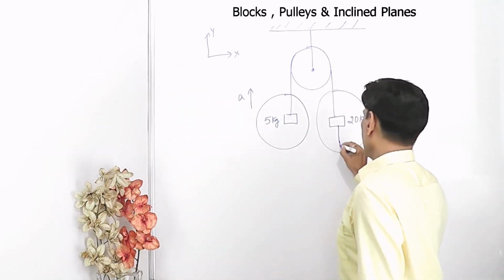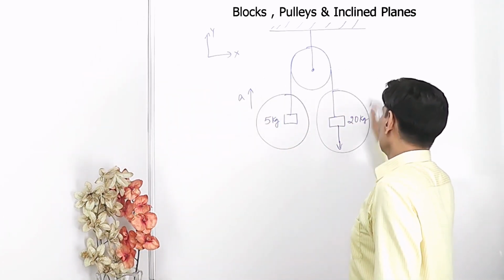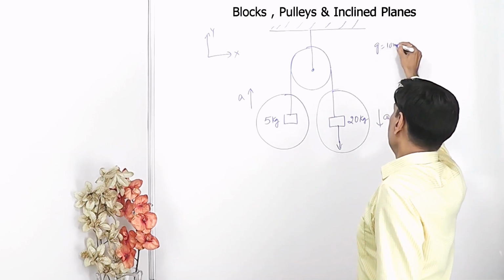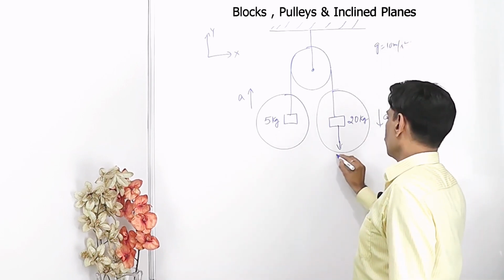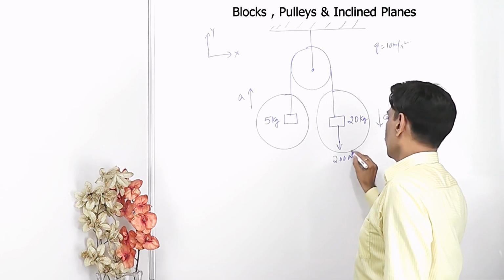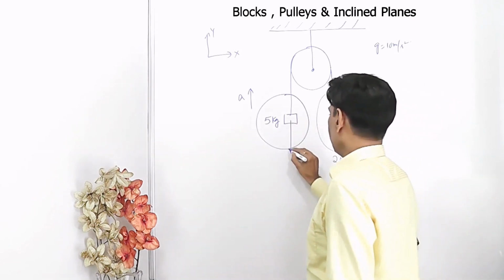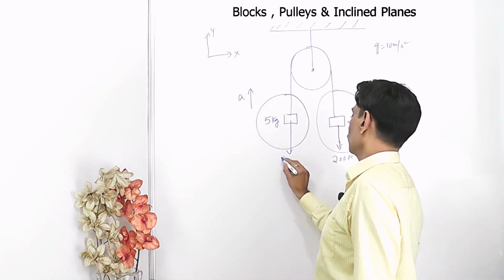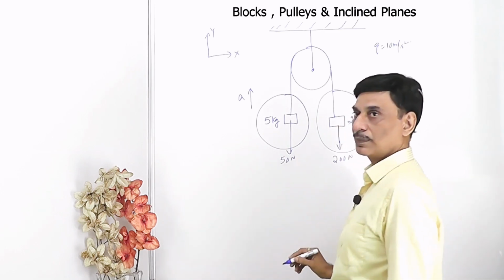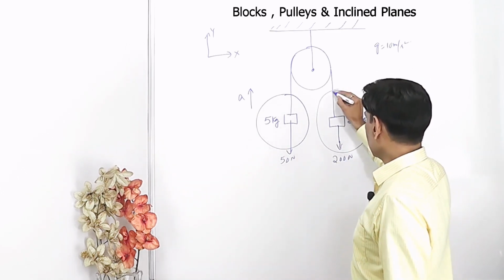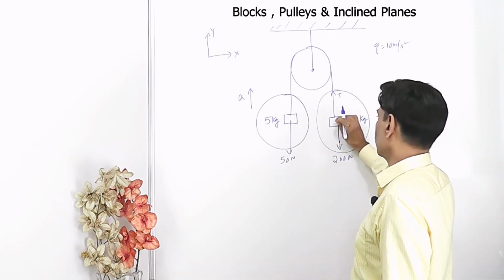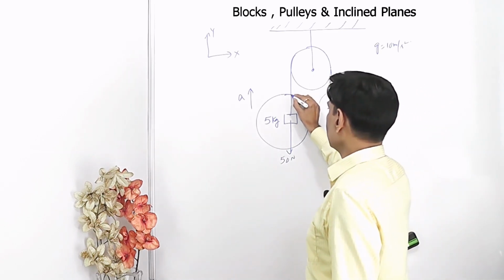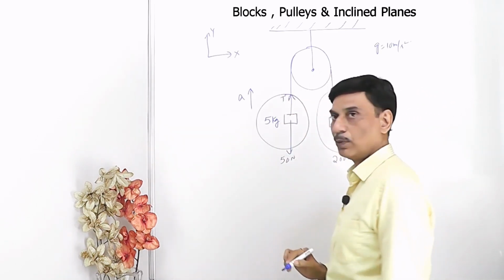Earth says I'm going to pull you down with a force of mg. g we are taking as once again 10 meter per second square. So m into g, that is 20 into 10, that is 200 Newton. Onto this, 5 into g, that is 5 into 10, that is 50 Newton. Apart from this, the tension is going to be in this direction, away from the free body, and tension is outward for this also, away from the free body.